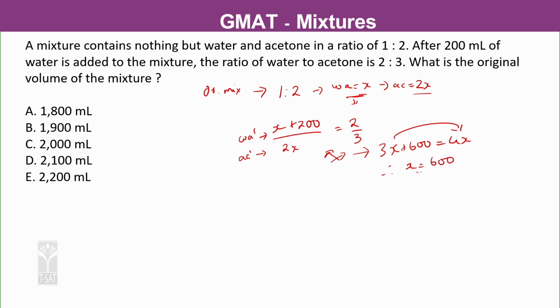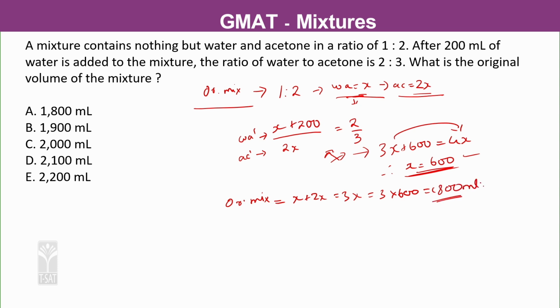is equal to 600. So, when you are looking at the original mixture, the total volume will be water plus acetone. The original mixture has water x and acetone 2x. So, it will be x plus 2x, which is equal to 3x, that is 3 into 600, since we got x as 600. So, 3 into 600 is equal to 1800. The 1800 ml is the original mixture volume, that is, the answer is option A.